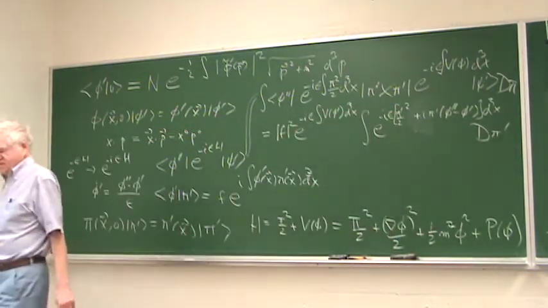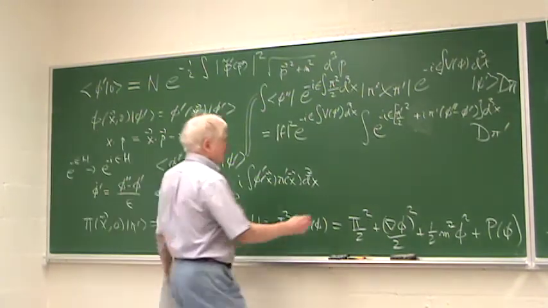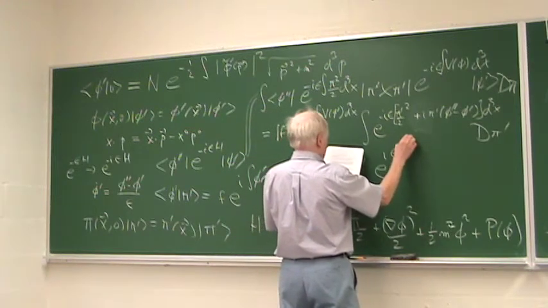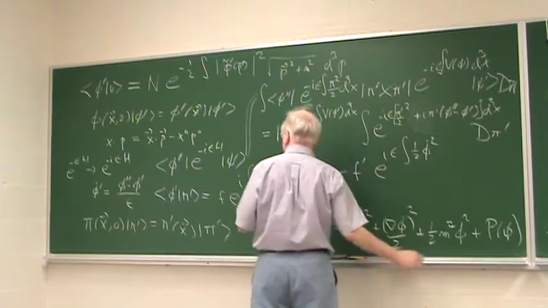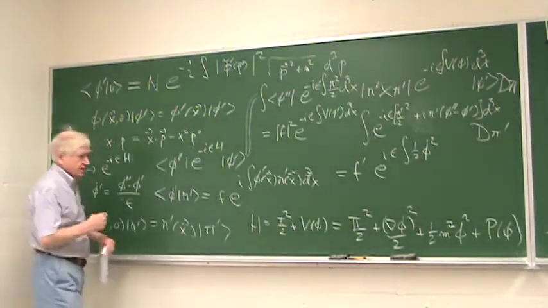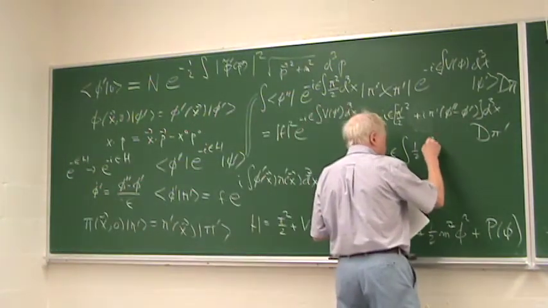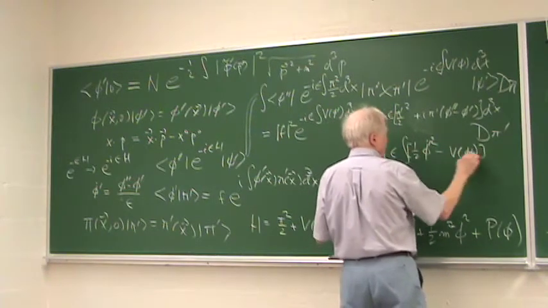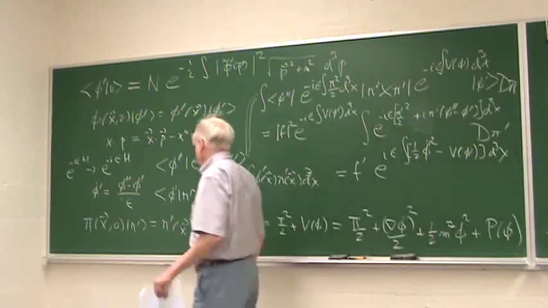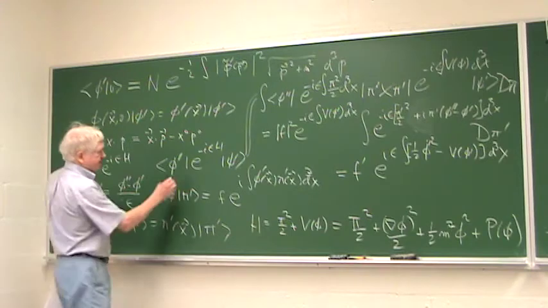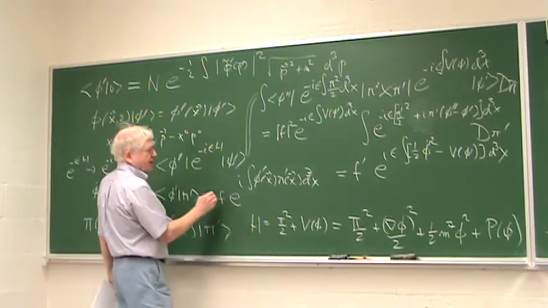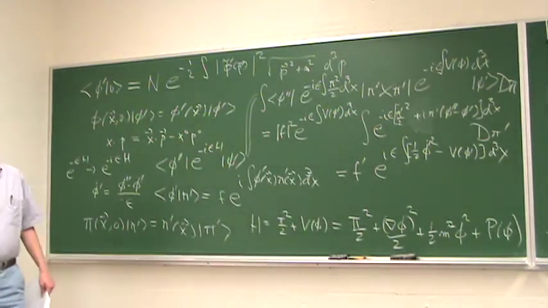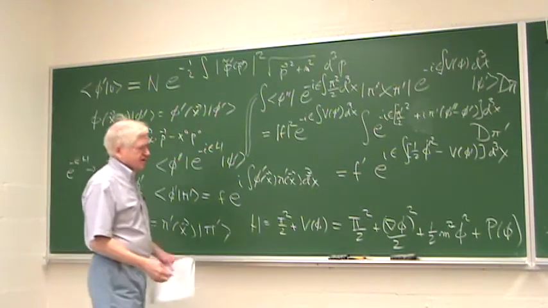And now you know how to do these Gaussian integrals, so you wouldn't be surprised if this is some other fudge factor f prime, e to the i epsilon integral of a half phi dot squared, where phi dot is this thing, and it's phi dot prime squared, and then minus V of phi prime d cubed x. So that's what this inner product is, phi double prime e to the minus i epsilon H phi prime. It is some overall scale factor that, in fact, is the right scale factor to appropriately normalize the path integral over the fields.